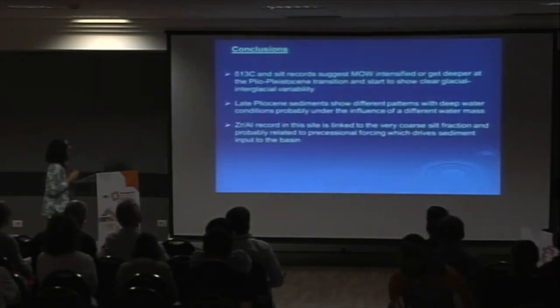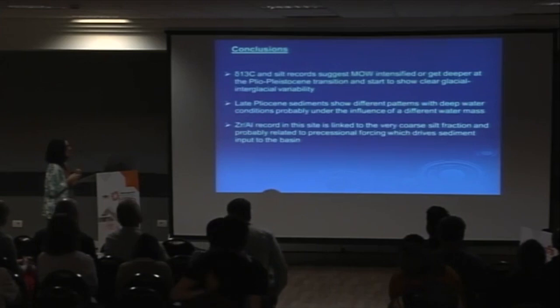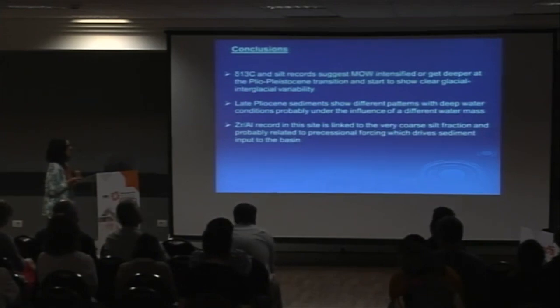And so in conclusion, our carbon-14 and silt records suggest an intensification of the Mediterranean overflow water or deepening during the Pleistocene transition. And therefore, we start to see clear glacial-interglacial variability at this site, whereas before the variability we see is maybe more precessional.